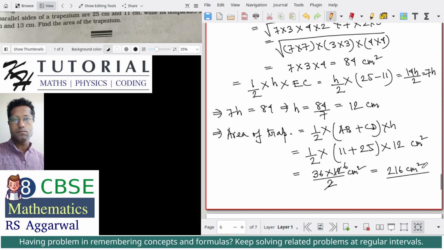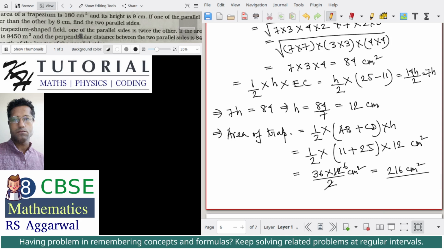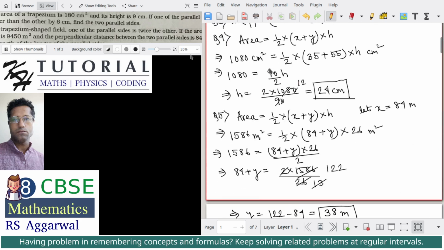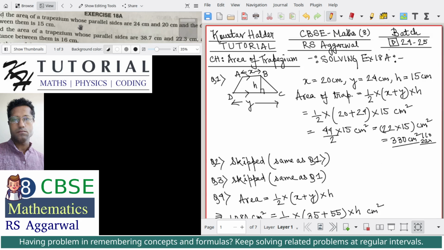So all the questions of this exercise 18A were pretty straightforward, but please be aware of how to find the area of a trapezium where all its sides are given. That is, using Heron's formula. First you have to find the height of the trapezium, and once you have found the height, you can then find the area of the trapezium, and also how to find the height of an isosceles trapezium using the Pythagoras theorem. So with this, it comes to an end in solving the problems of exercise 18A. All these problems were based on finding the area of a trapezium.